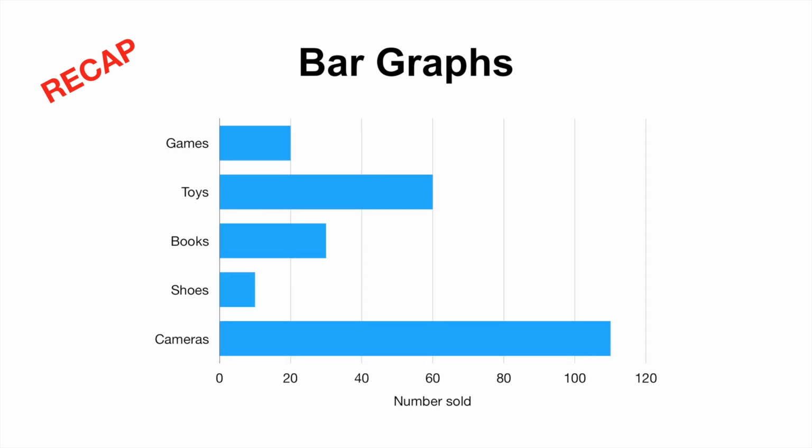The way that you read a bar graph is that you go to the top of the bar. If I wanted to know how many toys you sold, you would follow that bar to the end, and then you would follow it down like that. So they sold 60 toys. All right, and that's all there is to it.